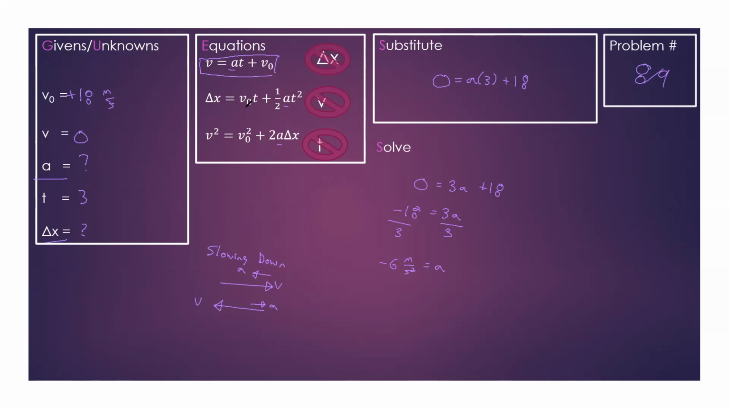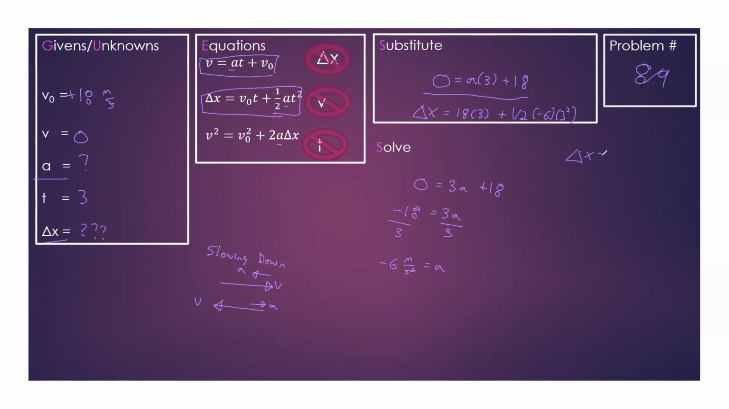Now, to solve for problem 8, to go back and actually solve for the original thing we cared about, you can pick any equation here that has delta x in it. Again, I'm going to choose the equation that has delta x. I'm simply going to write it under here. So delta x equals v naught times t plus 1/2 a, which we now know is negative 6, t squared. And you simply plug this in.